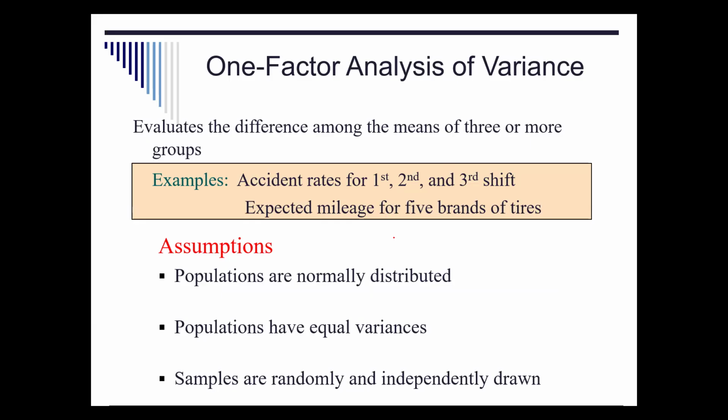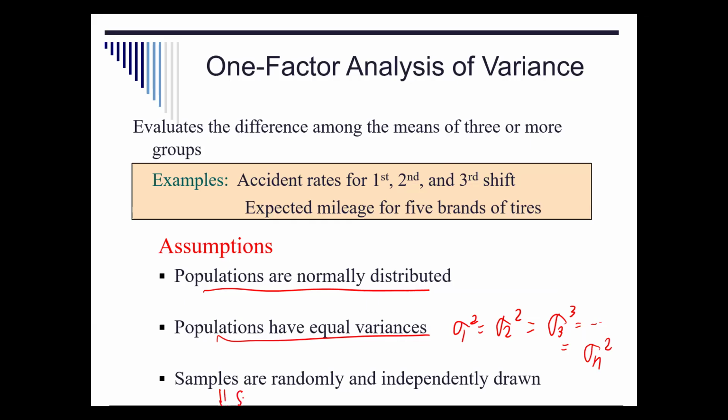So the assumption here is the populations are normally distributed, and the populations have equal variance. Normal distribution should be implied. Equal variance means sigma 1 squared equals sigma 2 squared equals sigma 3 squared, and we can write as many as we want, up to sigma 8 squared. And the samples are simple random samples, randomly or independently drawn. It's the best.